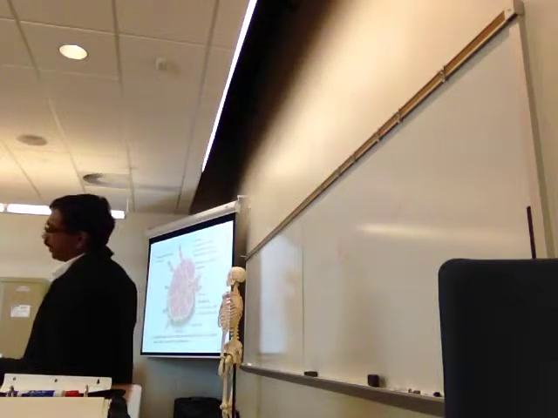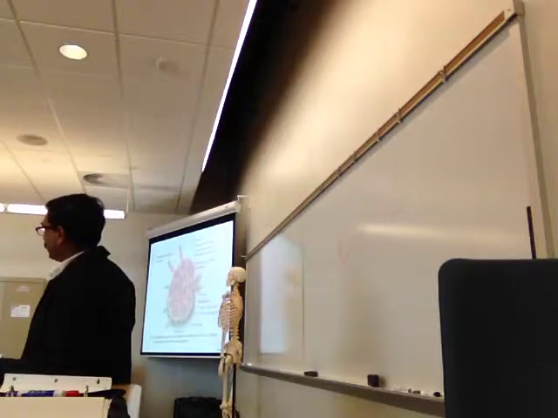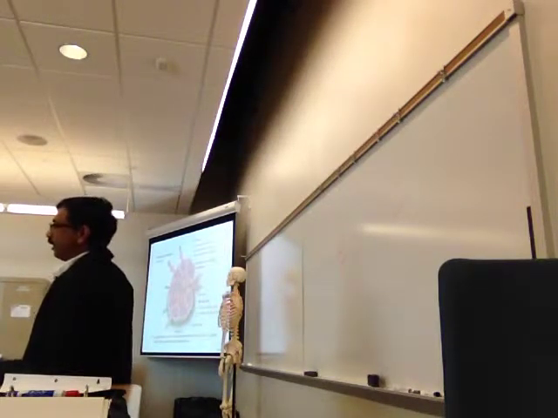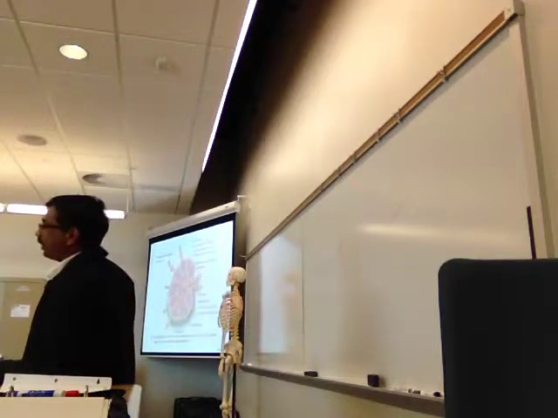And efferent starts with E, they are getting out, so they take the fluid out from the lymph node. Now if you see the number, the afferent vessels are more in number than the efferent.